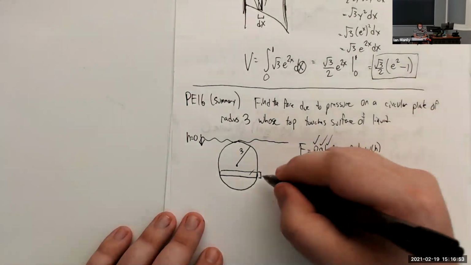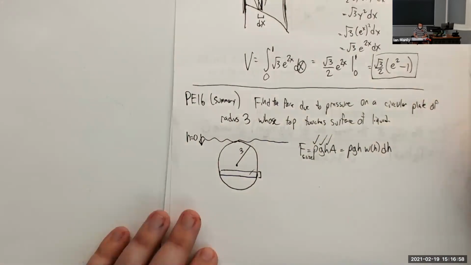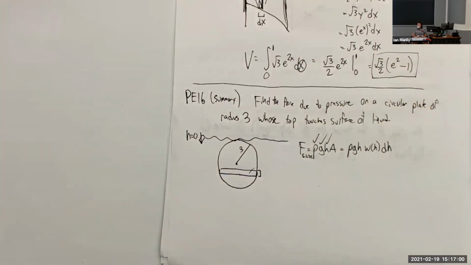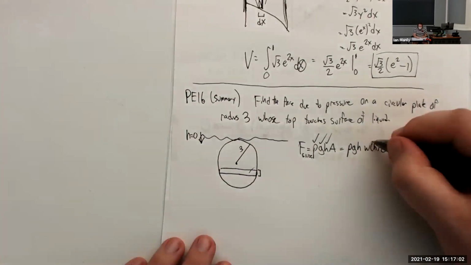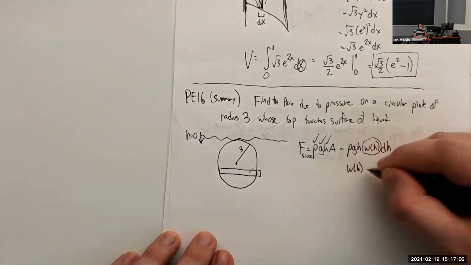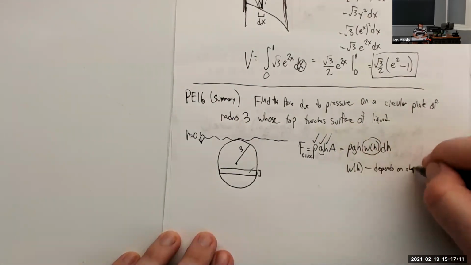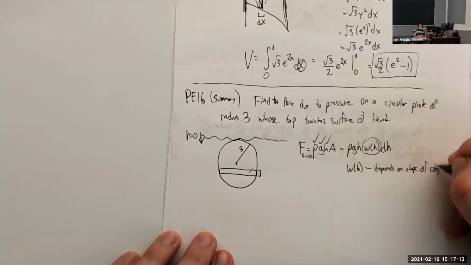So it's a very tiny distance in the h direction. So I'm going to call this one dh right here. All right, so all these problems boil down to is figuring out what your width is. And W of h depends on the shape of the object.